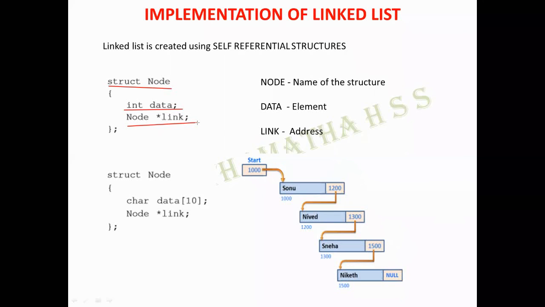In that node itself you are going to give a link, so it will automatically start creating a linked list. Node means the name of the structure, data means the element, and link means the address. Now look into the diagrammatic representation and the syntax.